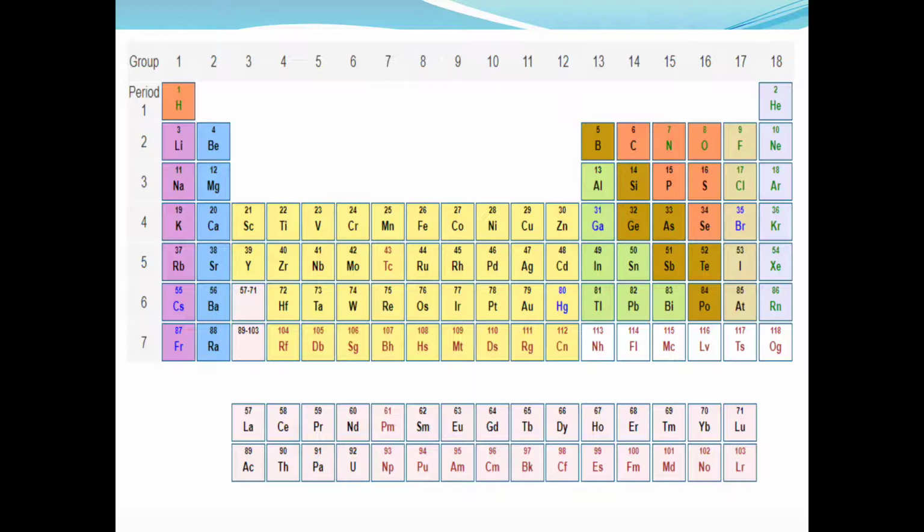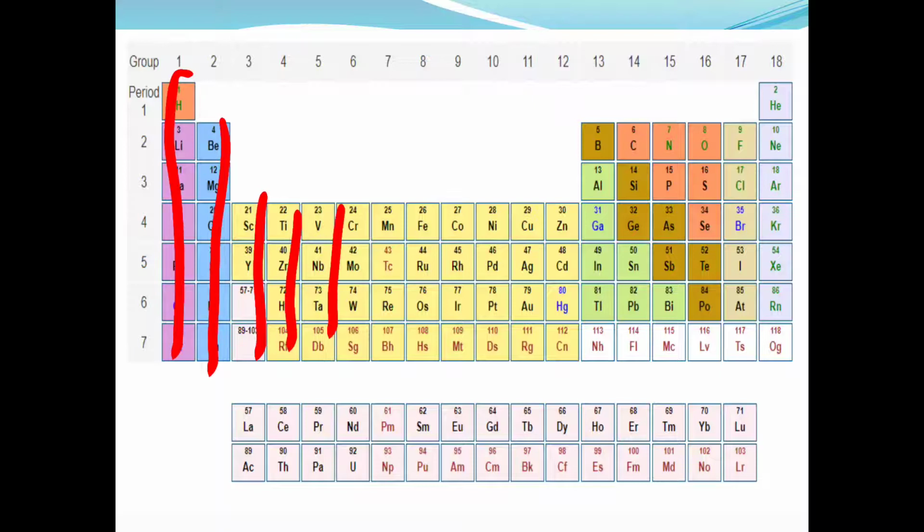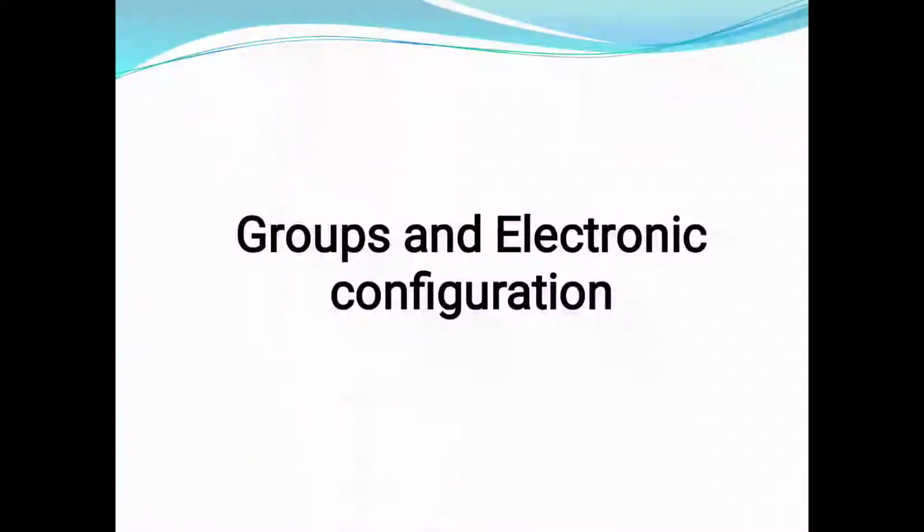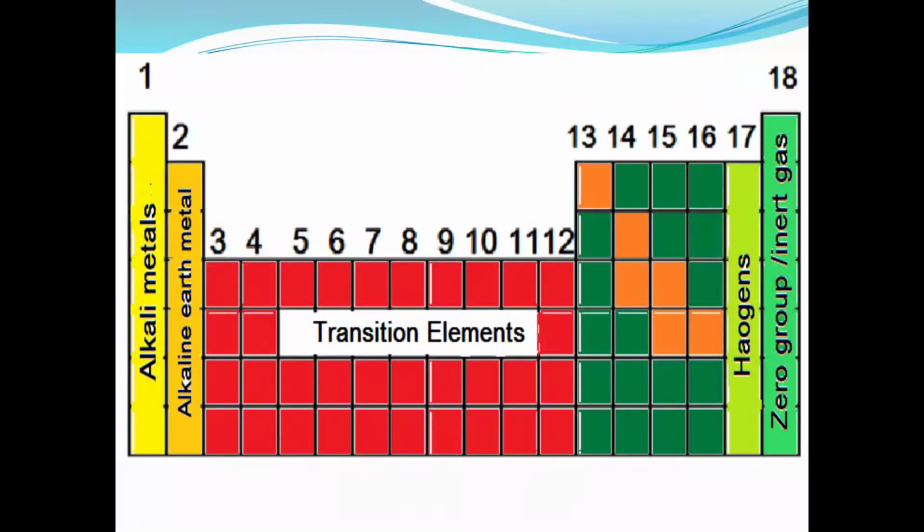So let's first see the groups. Elements that belong to the same group have similar properties. Okay. So groups and electronic configuration. So this is the table. Here some groups are labeled in some way. Group number 1 is labeled as alkali metals. Alkali metals are the metals which belong to group first, and they are very reactive metals. Okay. Group second is labeled as alkaline earth metals. Alkaline earth metals are also metals, but comparatively their reactivity is less than the alkali metals, right?